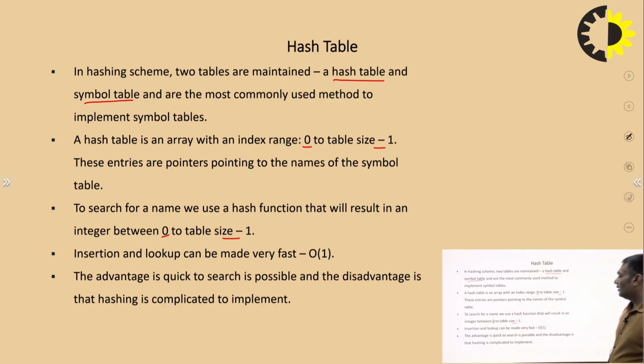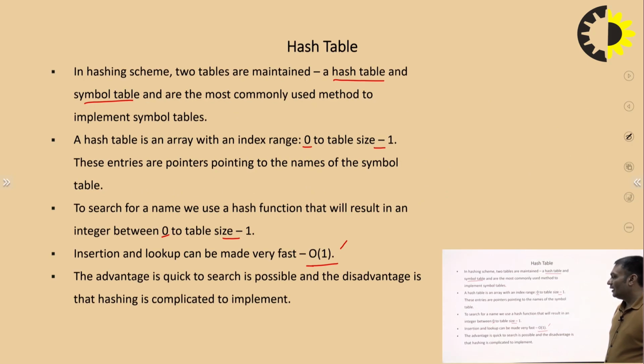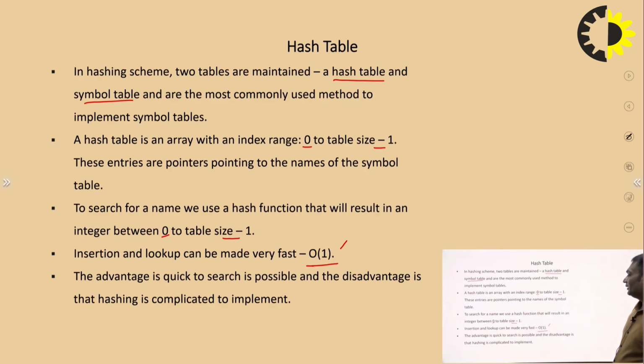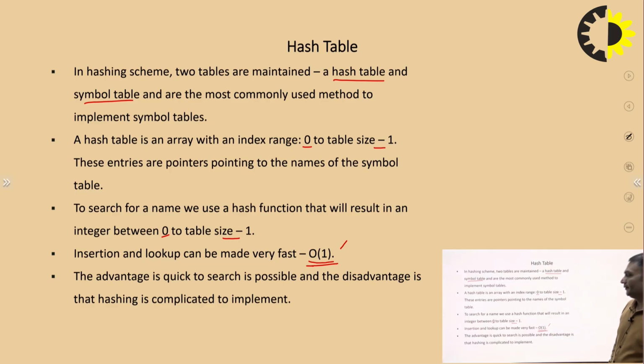And insertion is very similar to the linked list, as it takes complexity of order 1. And lookup, the advantage of this hash table is that lookup is very fast here, and it also takes order of 1 complexity. So hash table is a very prominent data structure that can be used for insertion and lookup, that is both are very fast as it takes only order of 1 complexity.